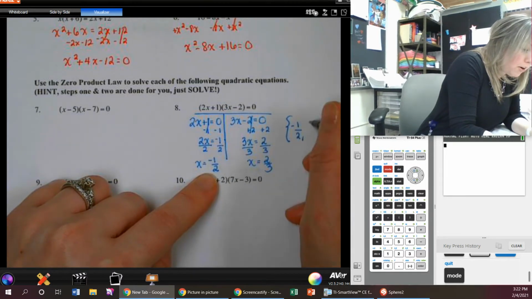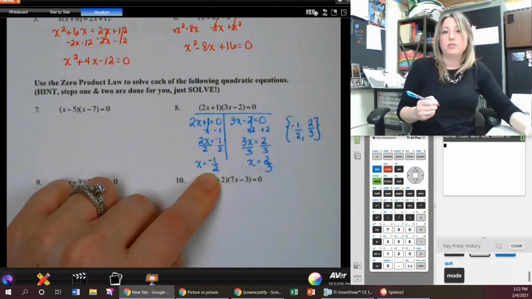I always put them in numeric order, right? Smallest to largest.